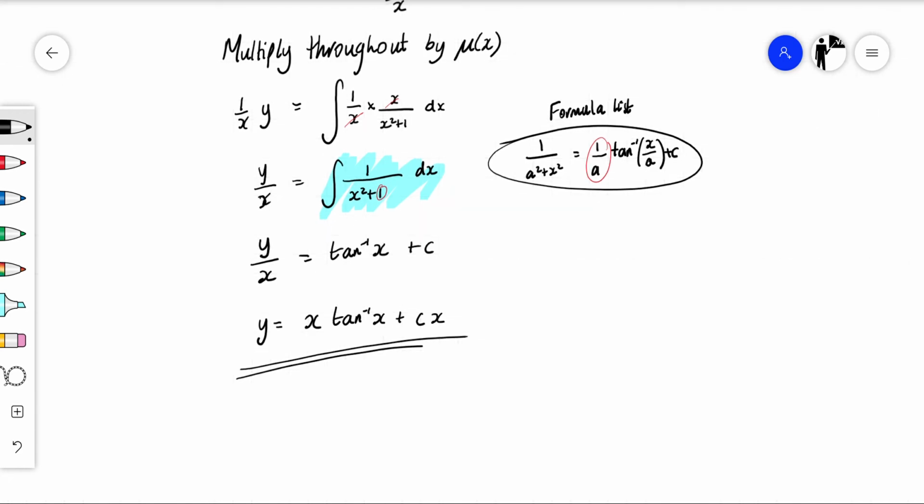Okay, so it's all about just looking at these integrals and knowing what to do, what strategies you have in your toolkit to be able to solve these properly.